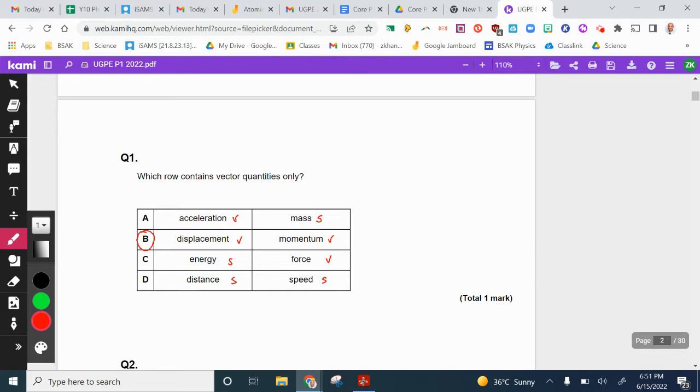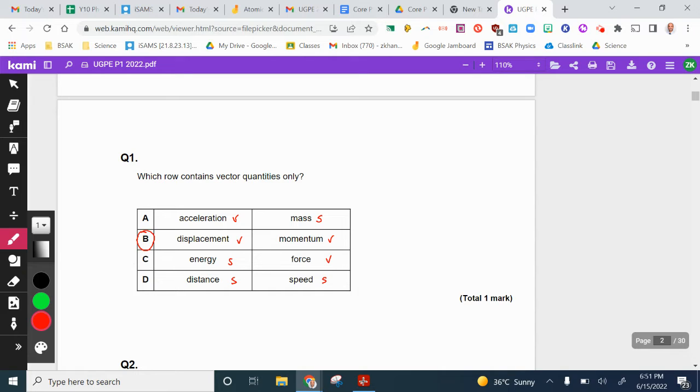So acceleration is a vector, has direction and size. Mass is a scalar, so this is not correct. Part B, it's displacement. Displacement is a vector, is a distance, direct distance between 2 points in a given direction. And momentum is a vector as well. So the answer is B.